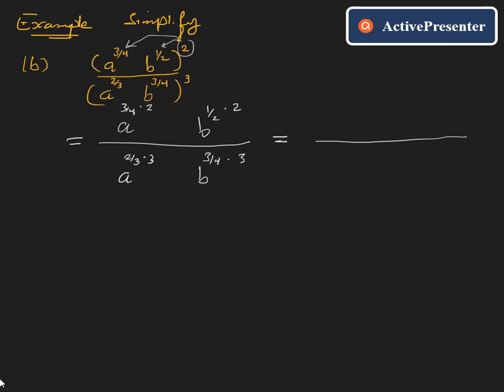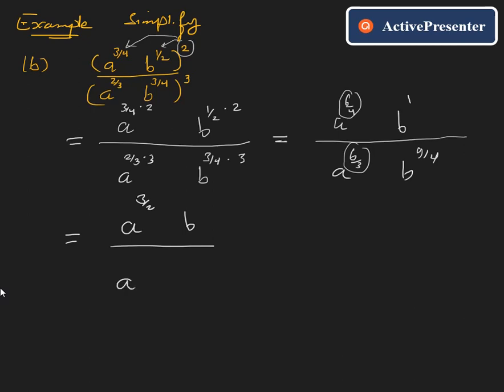This is equal to a to the power 6 over 4, b to the power 1, a here to the power 6 over 3, b to the power 9 over 4. This can be simplified, by the way. A should be a to the power 3 over 2, b here, a should be a to the power 2 multiplied in b to the power 9 over 4.